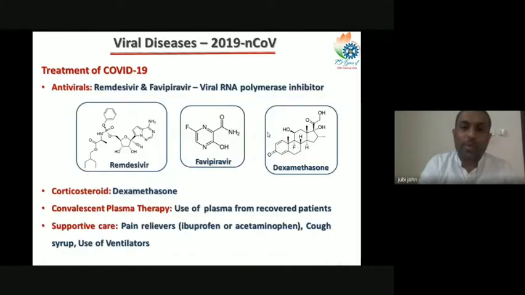So what are the treatment options presently there and approved in our country? 2 antivirals are currently approved, which are remdesivir and favipiravir. Both of them are viral RNA polymerase inhibitors. But for our community, remdesivir is quite expensive. For one injection, it costs around 5,000 rupees, and a patient will need 4 to 5 injections. In the case of favipiravir, one strip of the drug costs 3,000 rupees.